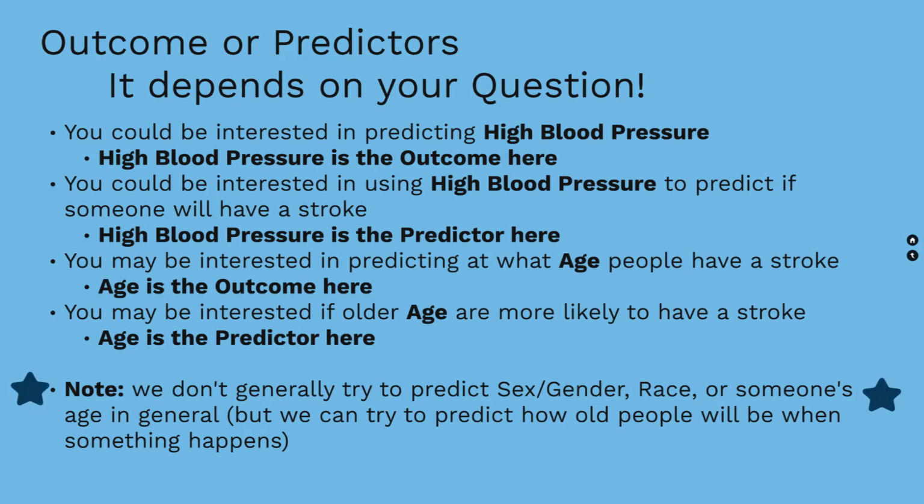Just keep in mind that we don't generally try to predict sex or gender or race or someone's age in general. We can try to predict how old people will be or how many years it will be until an event happens, but in general, we see sex, age, race, gender as predictor variables or covariates.